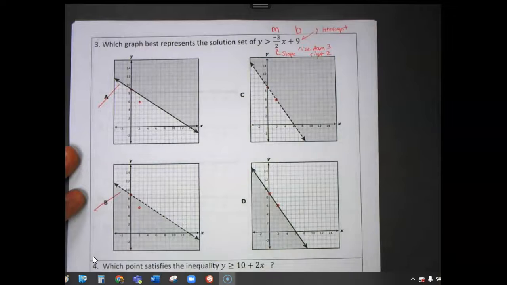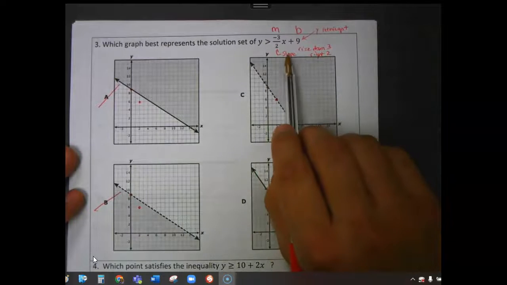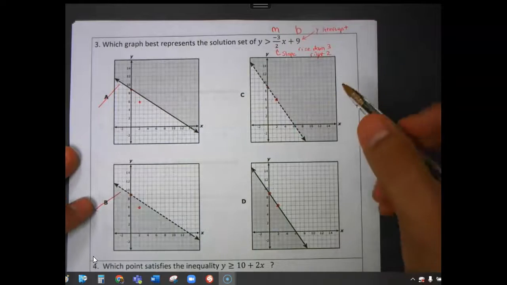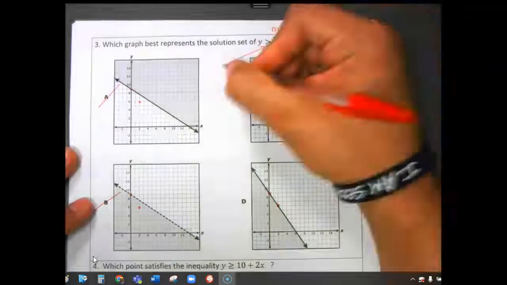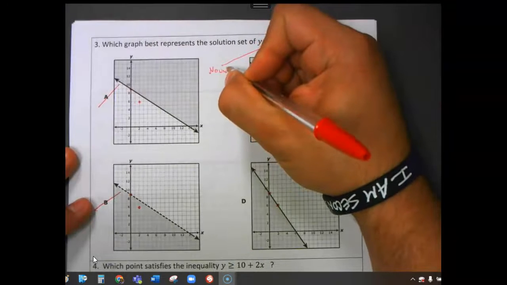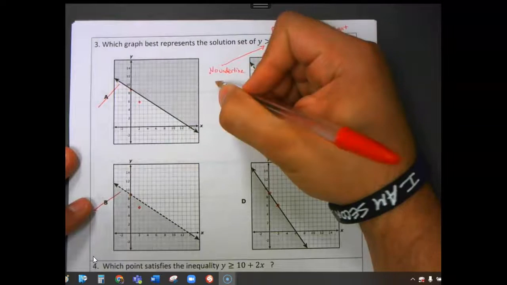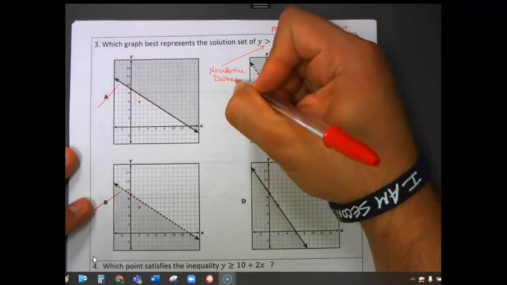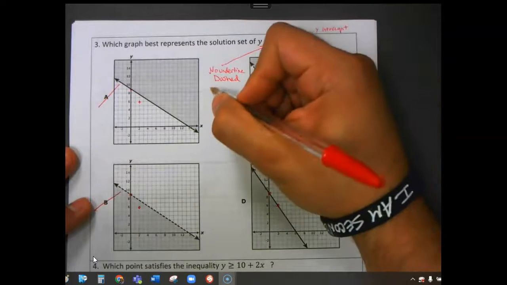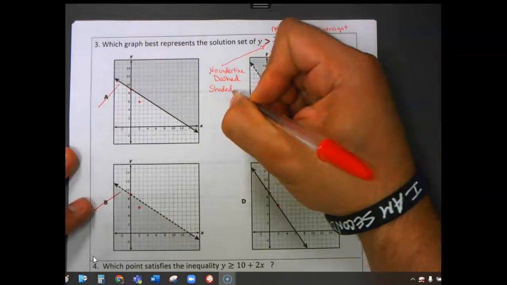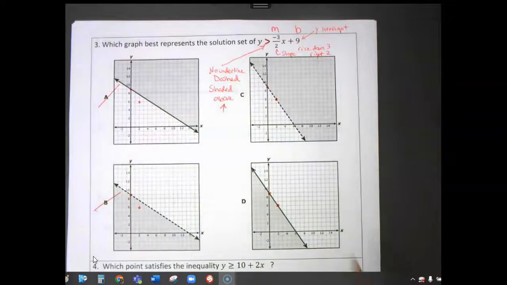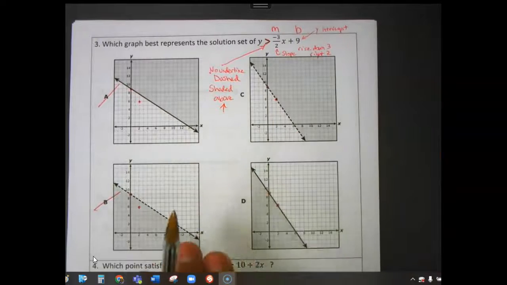All right, so we're down to 2. C and D both have a slope of -3/2. They both have a y-intercept of 9. But let's look at the inequality, right? So this, there's no underline. So that means it is dashed. And since it's a greater than sign, it's going to be shaded above. Okay? Because greater means up, right?